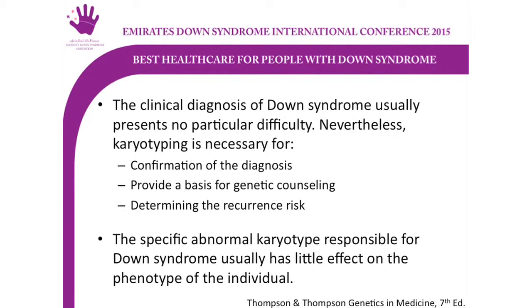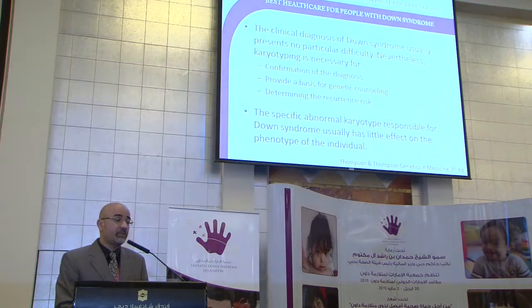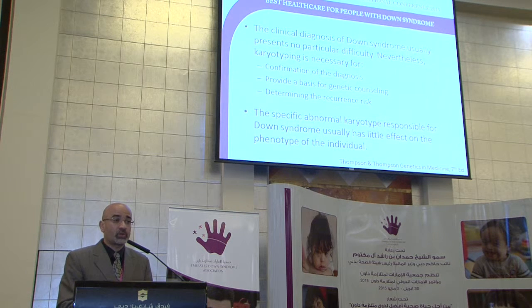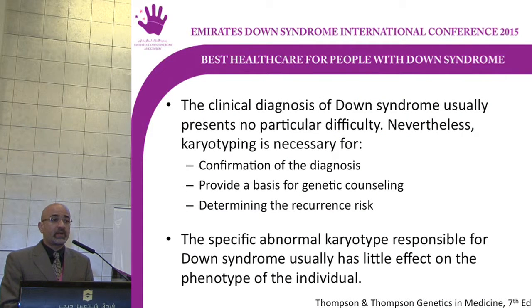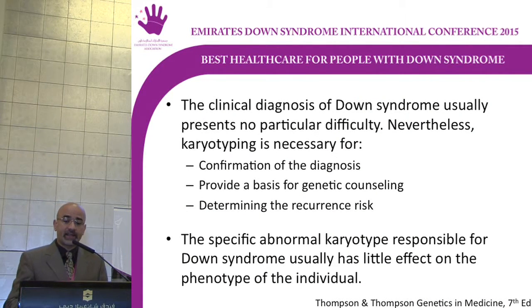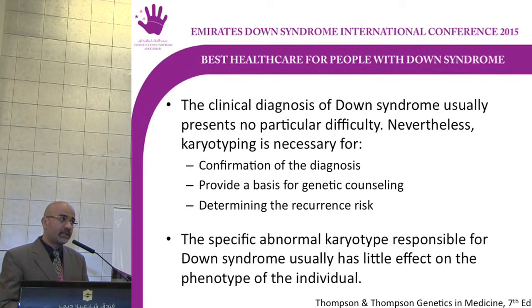Now, although Down syndrome, as we will hear from the coming talks, is a clinical diagnosis, we still need to do a karyotype for confirmation, and very importantly to know the type of chromosomal abnormality in Down syndrome, which we will discuss now, because this will help in counseling and assessing the recurrence risk. Though sometimes the type is not important in determining the severity of the disease.